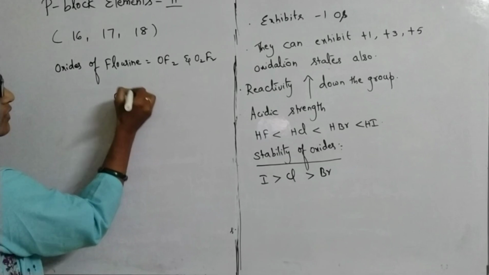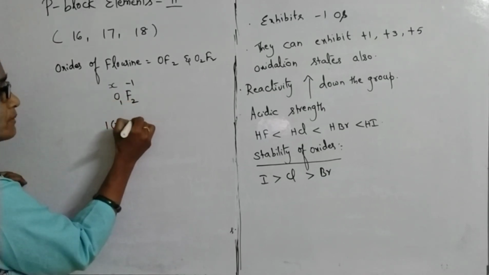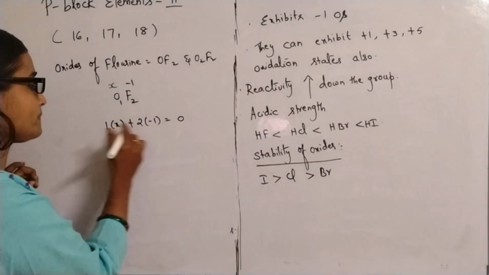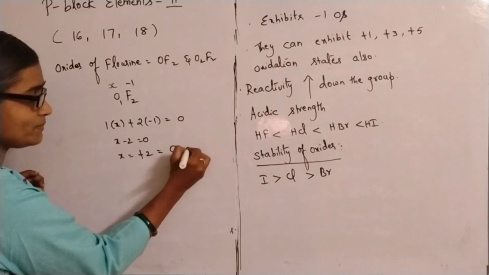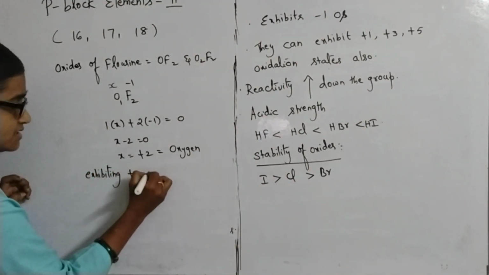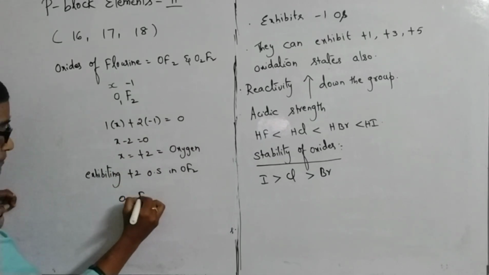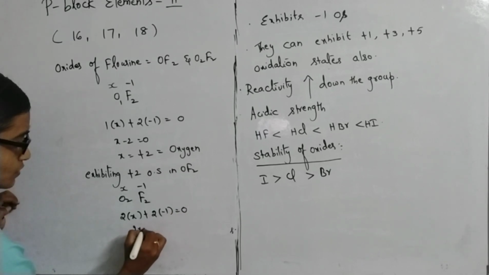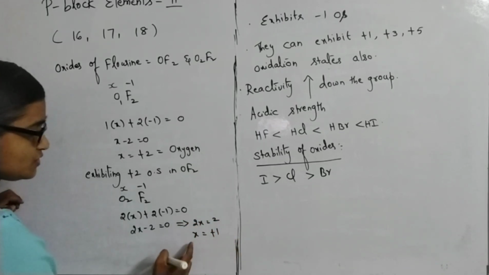You just see, fluorine if you keep -1, oxidation state of oxygen if you keep x here. So 1 into x plus 2 into -1, it's a compound, so you are equating the oxidation number to 0. So x minus 2 is equal to 0, x equals plus 2. That means oxygen is exhibiting plus 2 oxidation state in OF2 molecule. Same like that, it exhibits plus 1 oxidation state in O2F2. If you go for O2F2, fluorine minus 1, oxygen x. So 2 into x plus 2 into minus 1 is equal to 0. 2x minus 2 is equal to 0, which implies 2x is equal to 2. That means oxidation number of oxygen you will find to be plus 1.